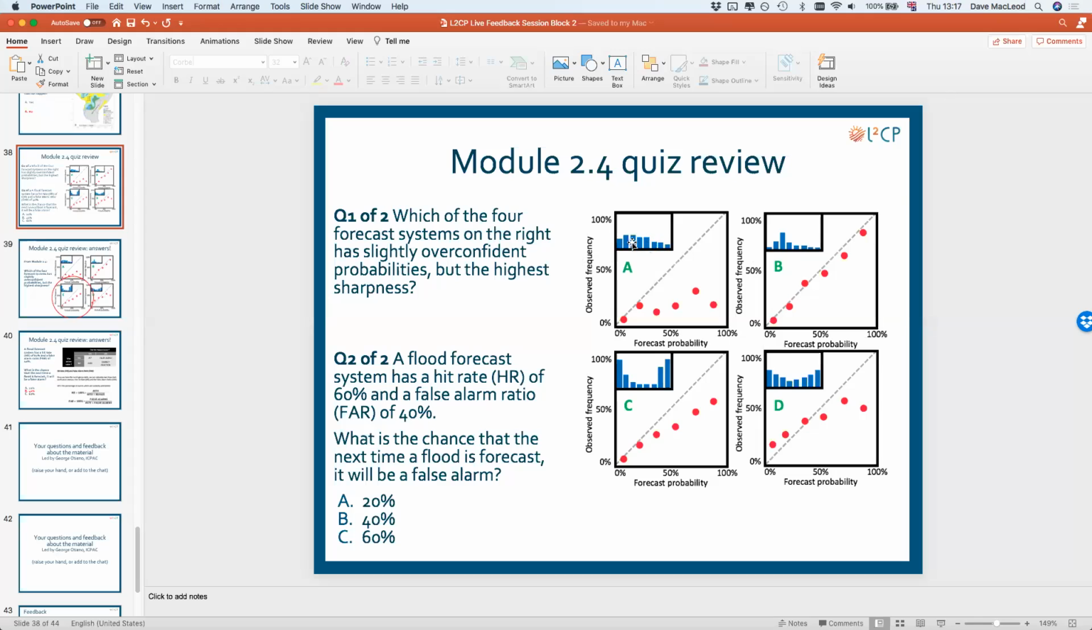For A, you can see it issues probabilities across the whole range. For B, you can see most often it gives this middle category here, this 33%, and very rarely it gives probabilities over here. For C, you can see that there's very high chances it's going to give a probability of 100 or 0%, so that's a very sharp forecast. Okay, so that's reliability and sharpness.